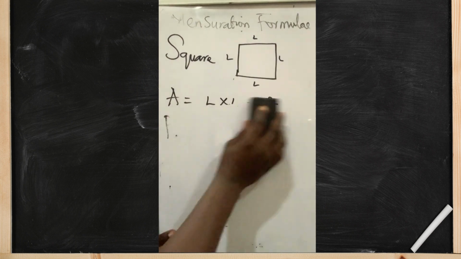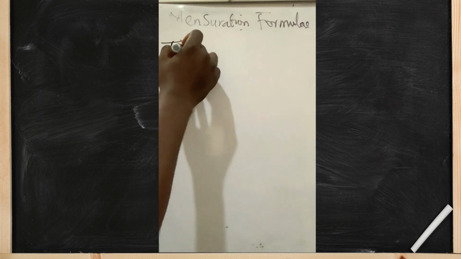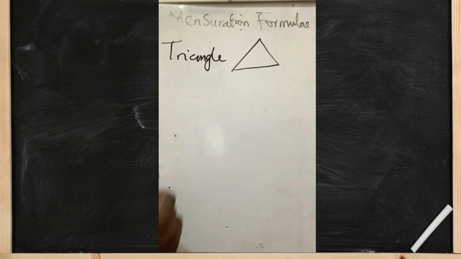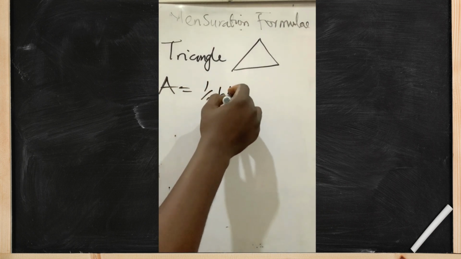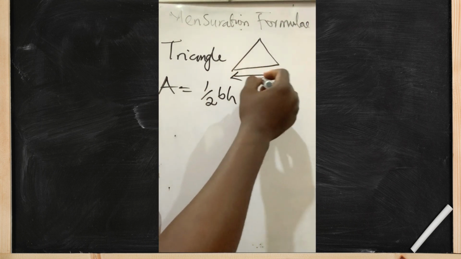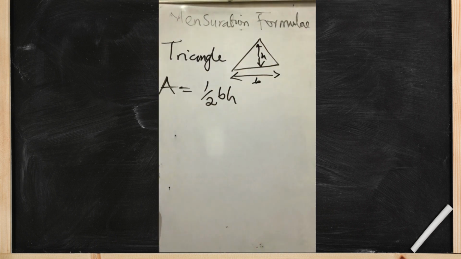Now moving forward, for us to be able to get a triangle, I didn't mention triangle in the previous video, in the previous plane shape that I drew. Now the area of this triangle is half base times height, meaning this is the base and this is the height. So half base times height is the area of the triangle, and the perimeter of the triangle, I already told you that it is the sum of all sides.